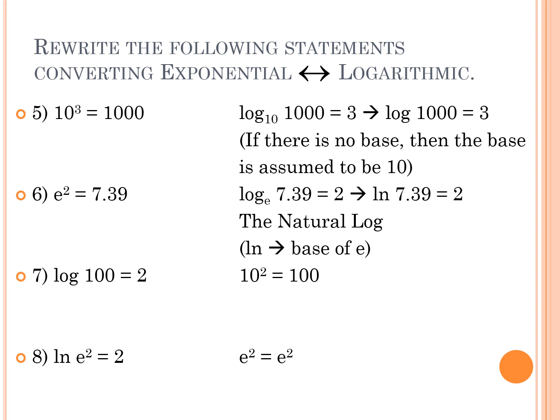For 8, the base that we don't see there is an e. So we bring up that e raised to our exponent of 2. e squared equals e squared, which is a reflexive statement there. So both of those are true. Again, we're just working back and forth, just happen to have some unique aspects here.